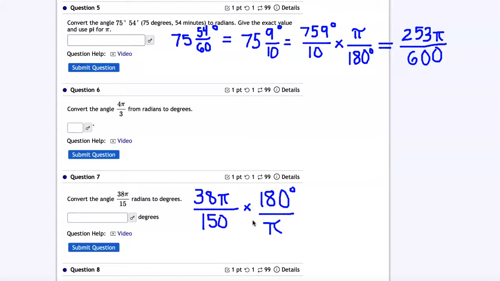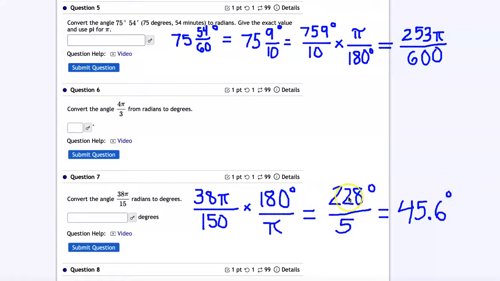So now we just have 6 times 38, which is 228 over 5. So what I've done is I've reduced 180 over 150 to 6 over 5 multiplied by 38, and this is degrees. Now, of course, you can take this number and divide it by 5 and get something without rounding. This is going to be 45.6 degrees.